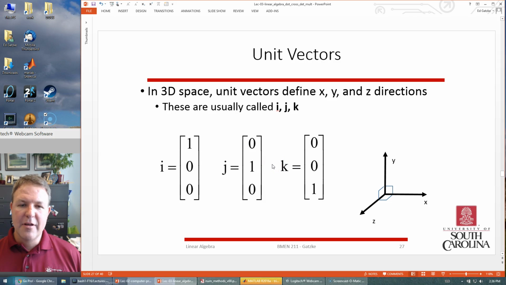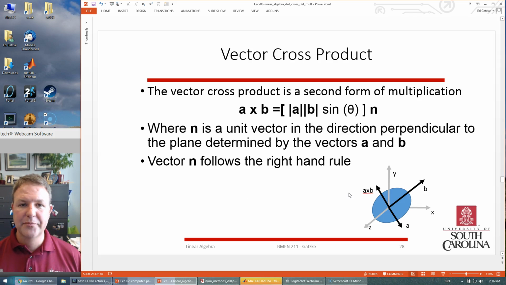Now, let's talk about unit vectors. In 3D space, your unit vectors define your x, y, z directions. A lot of times we call these bold i, j, k. So the x direction, i, equals 1 in the x element. For the y direction, there's a 1 in the second element. And for the k direction, it's a 1 in the third element. So x usually goes to the right, y goes up, and z comes out of the board in most bases when we talk about x, y, z.